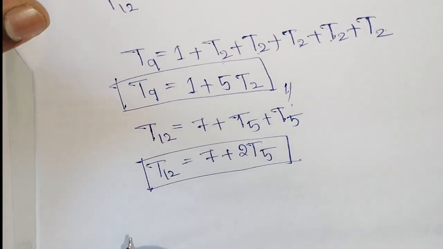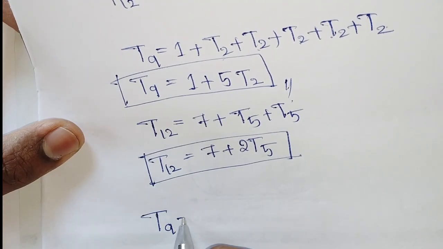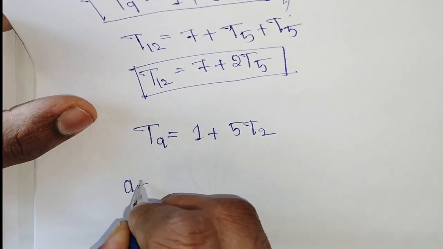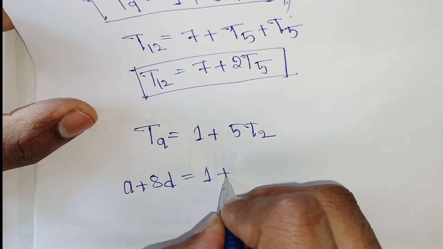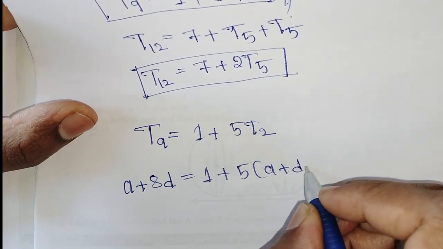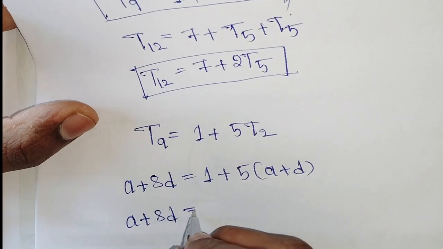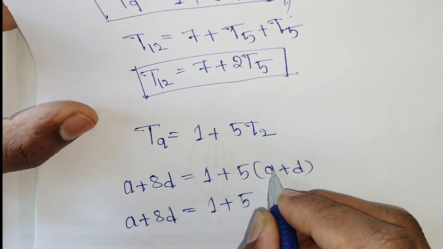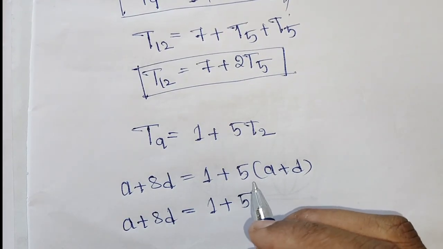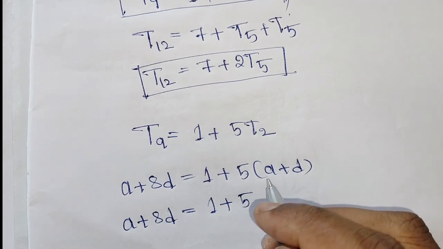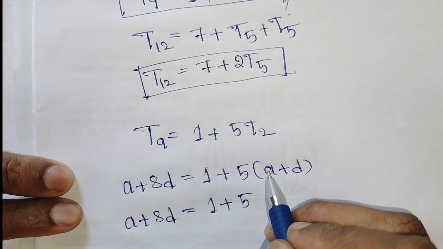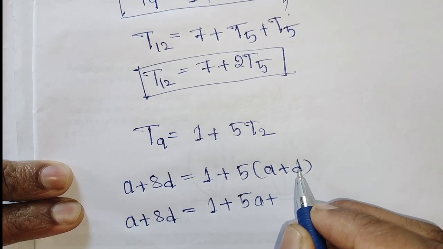Now go on. T9 equals 1 more than 5 times T2, and T9 is given by A plus 8D equals 1 plus 5 times (A plus D). It becomes A plus 8D equals 1 plus 5 multiplied by the bracket. How do we open the bracket? How to multiply? You know this expansion of brackets, factorization, and all you will be learning. You had learned this in your previous standards. 5 multiplied by A is 5A, and 5 multiplied by D is 5D.